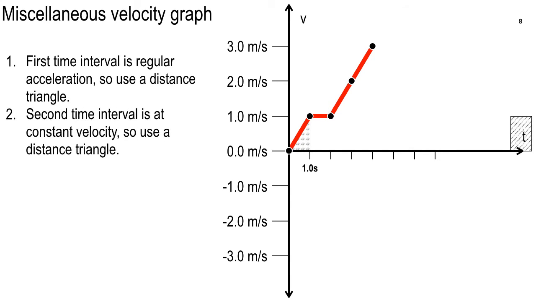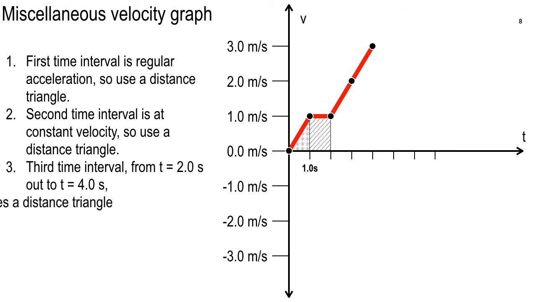Now the second time interval, you're at a constant velocity. The velocity graph levels off for 1 second. And so you use a distance, that says distance triangle. It's a typo. It should say second time interval is at constant velocity, so use a distance rectangle. Number 2 should mention a distance rectangle. And that's what I've got over here with the hatching from lower left to upper right. This is the distance rectangle in question.